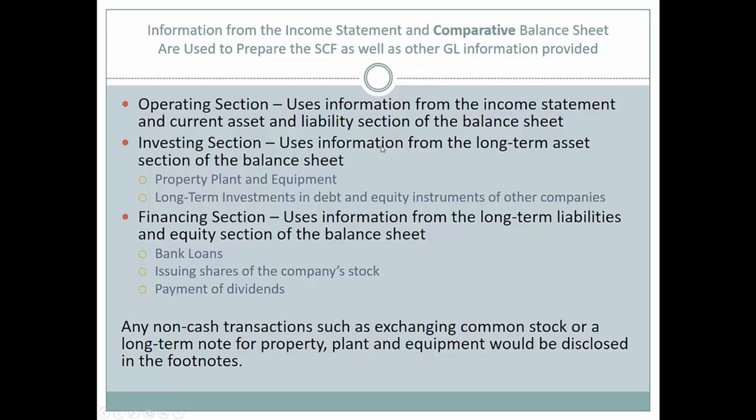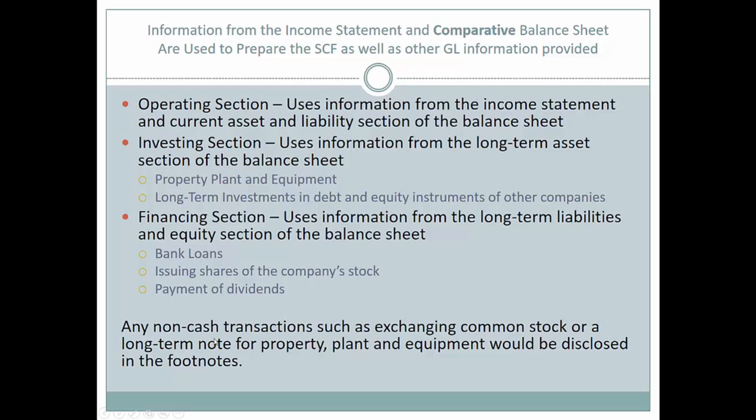Investing section. It uses information from the long-term assets section of the balance sheet. So the only place we will look for information for the investing section will be from the long-term assets section of the balance sheet, and primarily for this class we'll be looking at property, plant, and equipment. Financing section. It uses information from long-term liabilities and the equity section of the balance sheet. So we'll be looking at bank loans, issuing shares of the company's stock, and the payment of dividends.